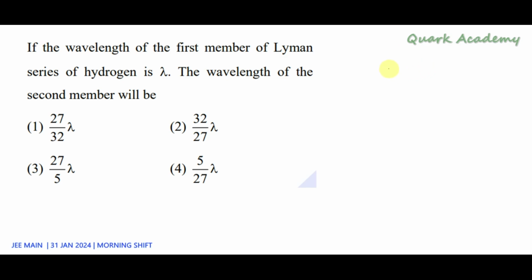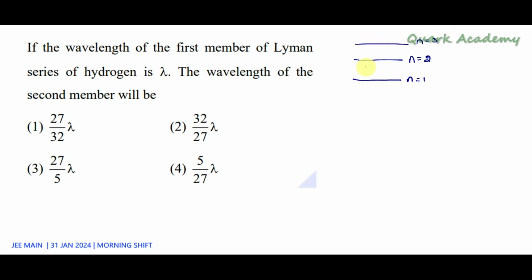In this problem, the wavelength of the first member of the Lyman series of the hydrogen atom is given as lambda, and we need to find the wavelength of the second member. So let's consider the energy levels of the hydrogen atom. This is the ground state, or first energy level, n equal to 1. This is second, this is third.